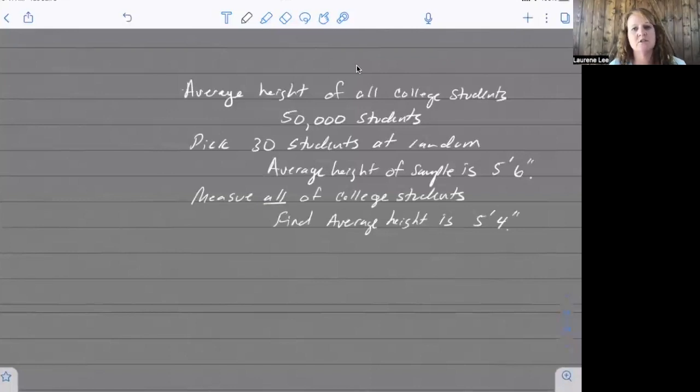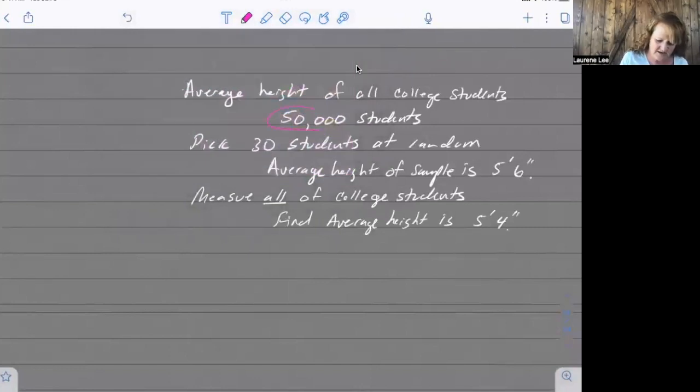So I've got this college of students. I pick a sample of 30 and I find the average height of those 30 is going to be 5'6". But then I go and I actually measure the whole entire college. And I find that the average height of the entire college is 5 feet 4 inches. Now, why are they different? They're different because a sample is going to only pick some, and the numbers are going to vary a little when you pick some versus when you pick all. Okay, but hopefully, if you picked your sample well, they'll be kind of close. So let's go through and do some vocab work on this scenario.